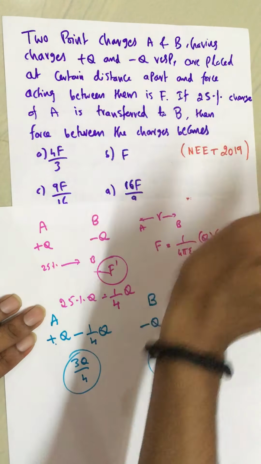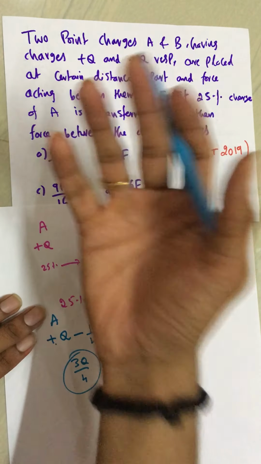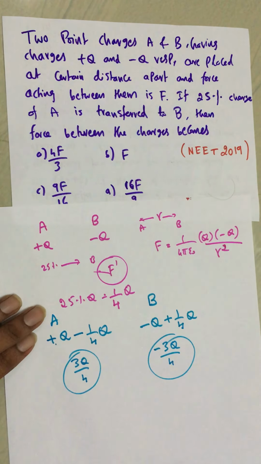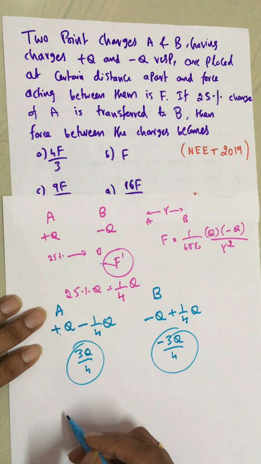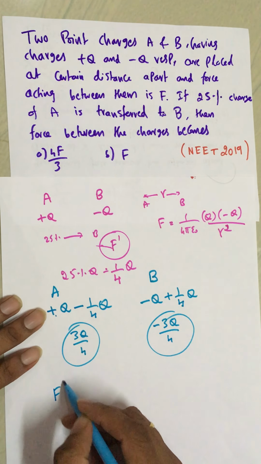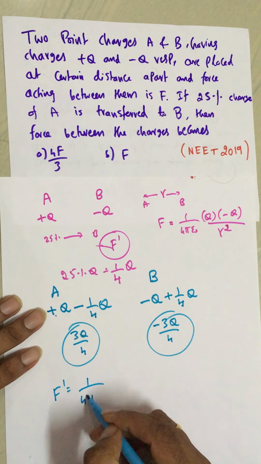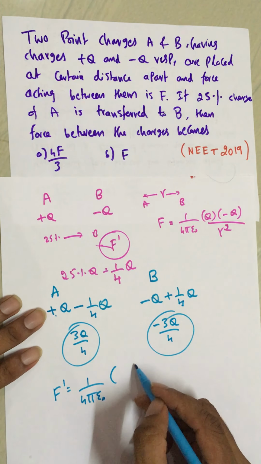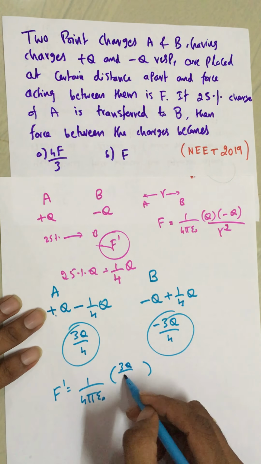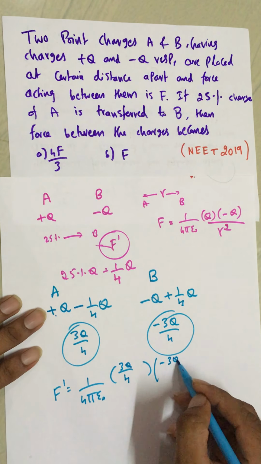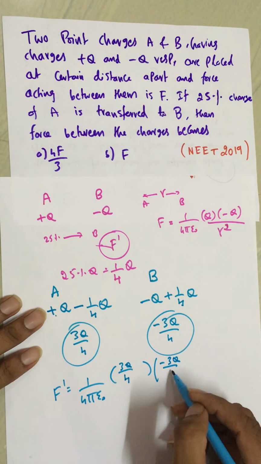We did not change the distance, we just transferred charge from one body to another. So now what is the electrostatic force? F dash is equal to 1 by 4 pi epsilon naught, the product of charges, one is 3Q by 4, another is minus 3Q by 4, and the distance between them is the same, R square.